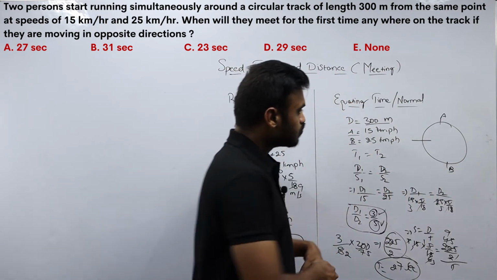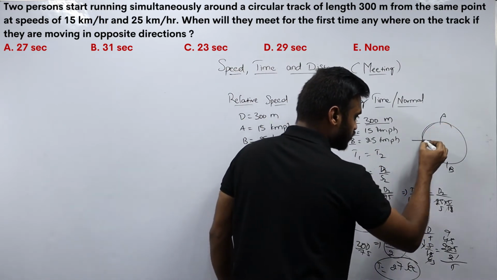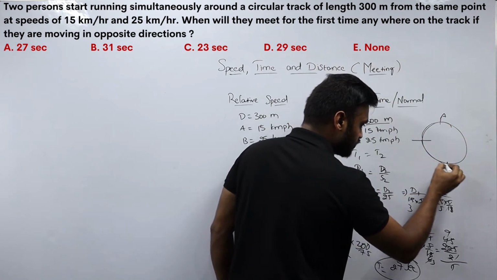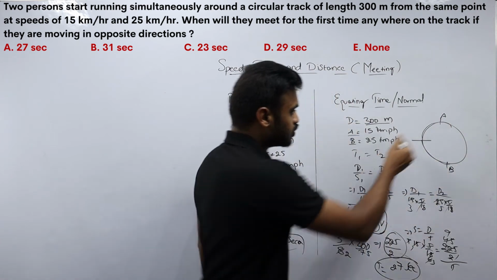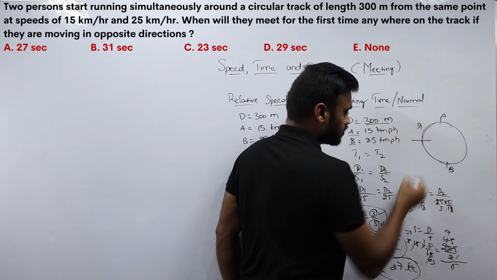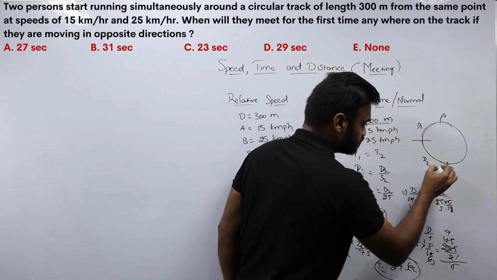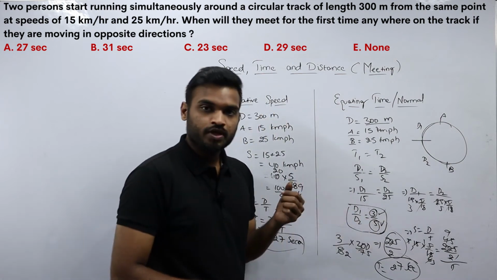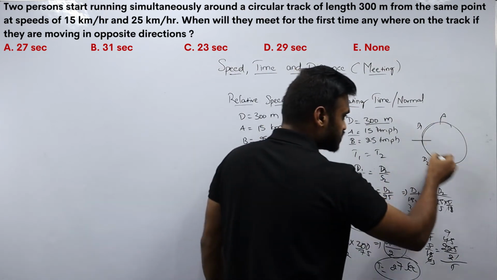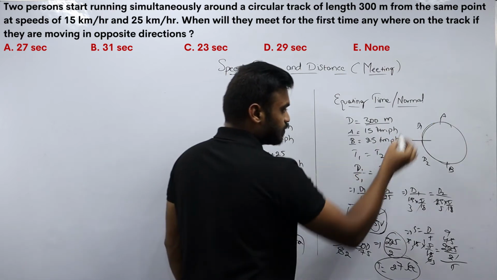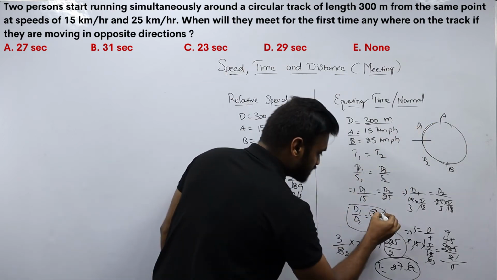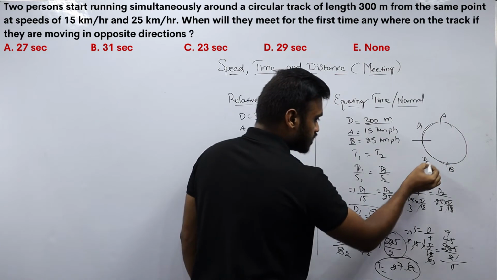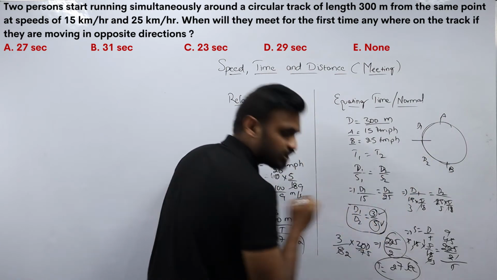Now we don't know the distance travelled by A before meeting B and the distance travelled by B before meeting A. So I am assuming the total distance travelled by A is d1 and by B is d2. After solving we have got d1 by d2 equal to 3 by 5. Now A is completing only d1, that is 3 parts of the total distance, and B is completing only d2, that is 5 parts.